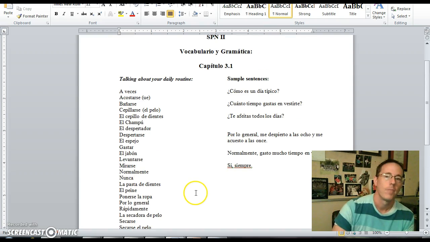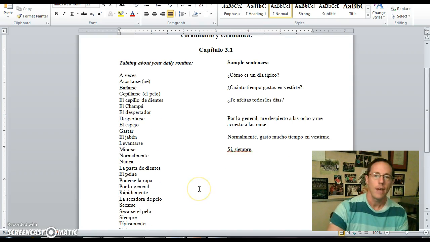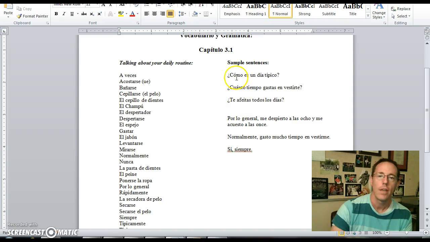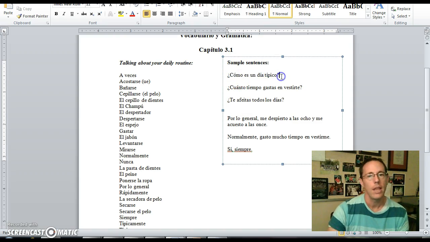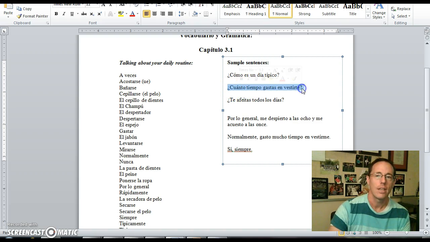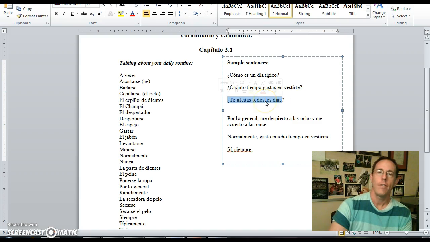Here are some example sentences for how some of your vocab and grammar comes together. ¿Cómo es un día típico? What is a typical day like? ¿Cuánto tiempo gastas en vestirte? How much time do you spend getting dressed? ¿Te afeitas todos los días? Do you shave every day?